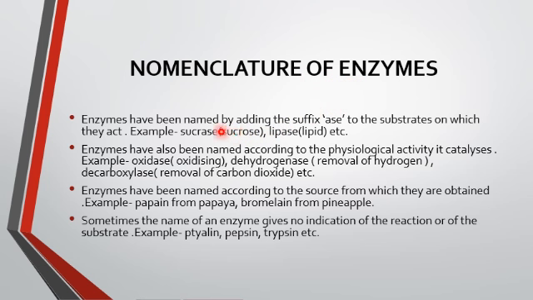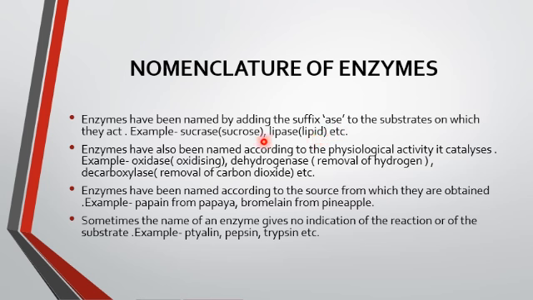Enzymes have been named by adding the suffix "ase" to the substrate on which they act. For example, the name of the enzyme is sucrase: "ase" is there and the substrate is sucrose. Similarly, we have lipase, where the substrate is lipids. So this is one way of naming the enzyme, which depends upon the substrate on which the enzyme is going to act.